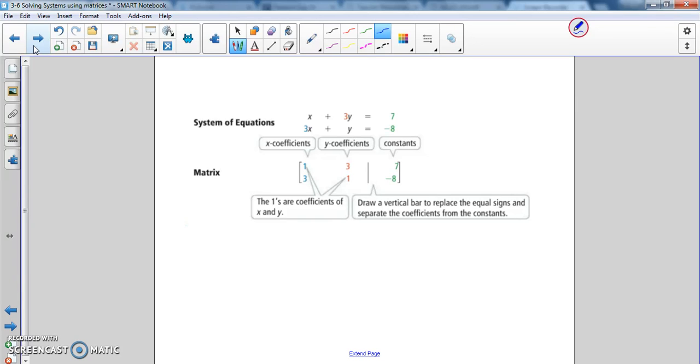So we have a system of equations here: x plus 3y equals 7, and 3x plus y equals negative 8. In our first column, we have 1 and 3, which represents the x coefficients. In our second column, 3 and 1, which represents our y coefficients. Then, all the way to the right, in our last column, we have 7 and negative 8, which are our constants. We would draw a vertical line to replace the equal sign so that we can separate the coefficients from our constants.